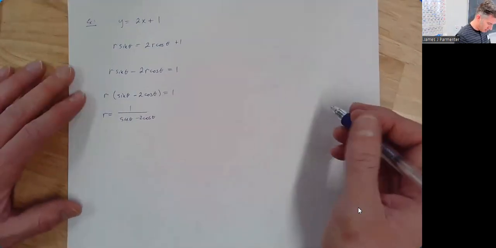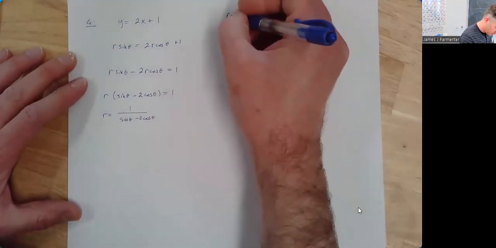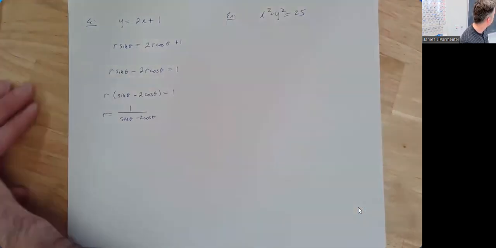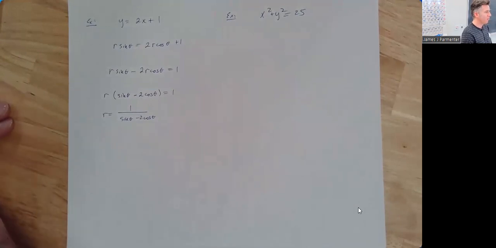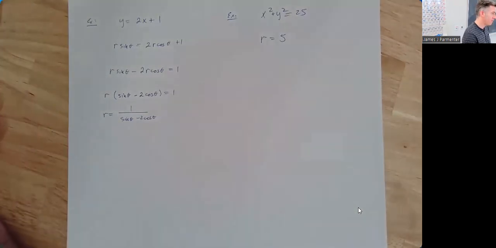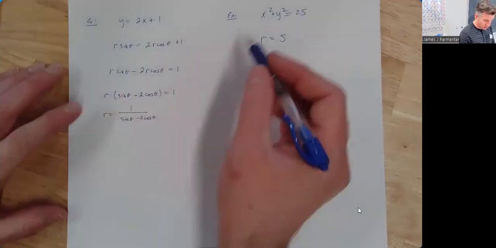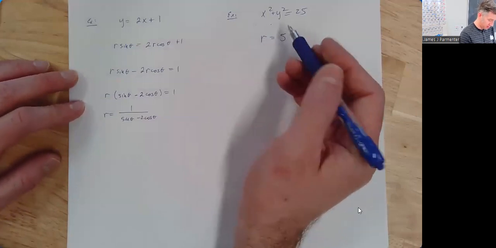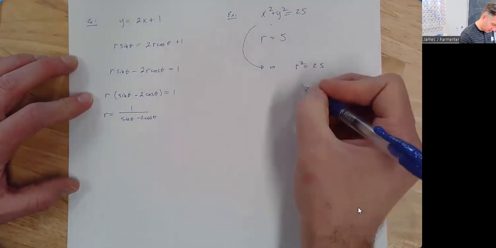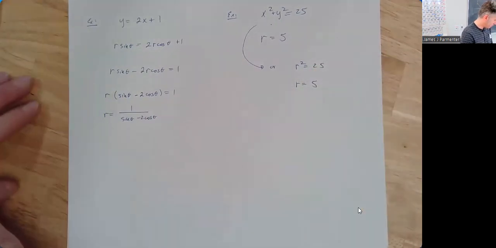Couple other not too terrible ones. If we had x squared plus y squared equal to 25, now, we're going to do the work, but I know you all know what kind of shape this is. It's a circle with what radius? Great. Here's my polar equation: r equals 5, which we could get by just replacing x squared plus y squared with r squared. R squared equals 25, so r equals 5.